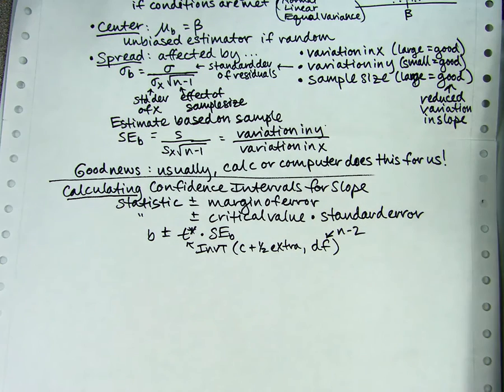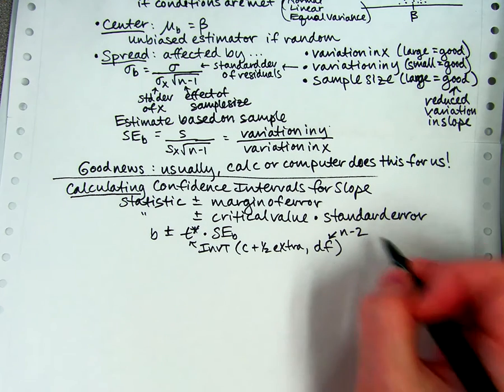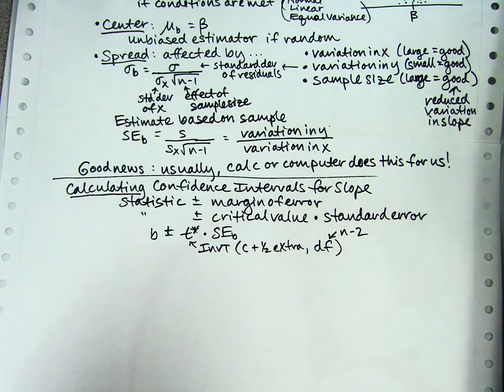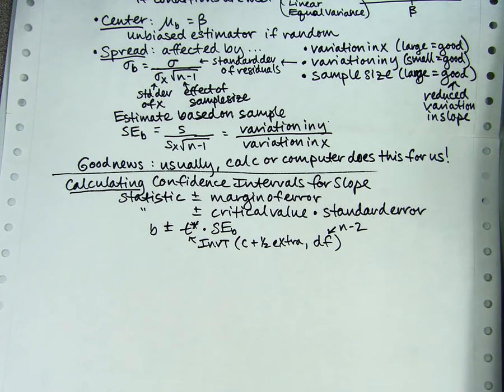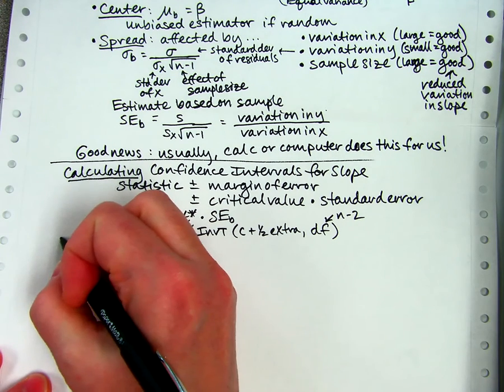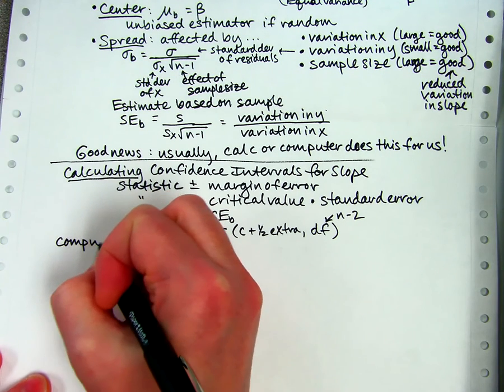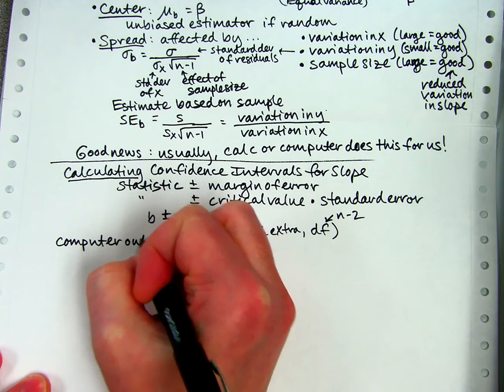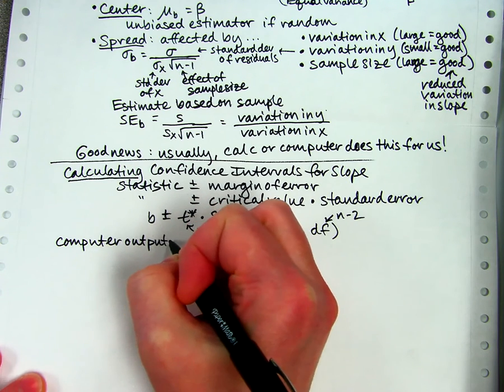Two quantitative variables means we have n minus 2 as our degrees of freedom. Most of the time, you can do this on your calculator, and the newer calculators have a shortcut and all of that. The most common thing on the AP test and in your homework is to use computer output. Often they will give you computer output and say, use this to do your confidence interval.